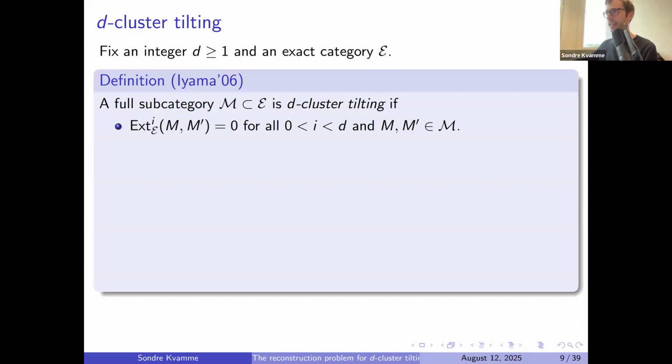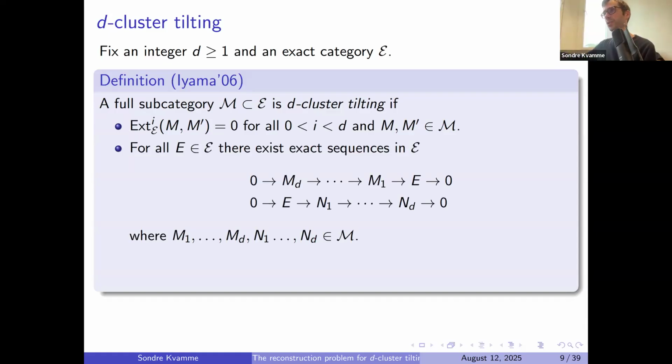The first condition is that it's rigid in degrees between 0 and d. So there are no extensions between objects in our subcategory. They have no extensions in degree 1, 2, up to d-1. So Ext^i_E(M, M') is 0. And here this Ext group is of course defined relative to the exact structure in E.